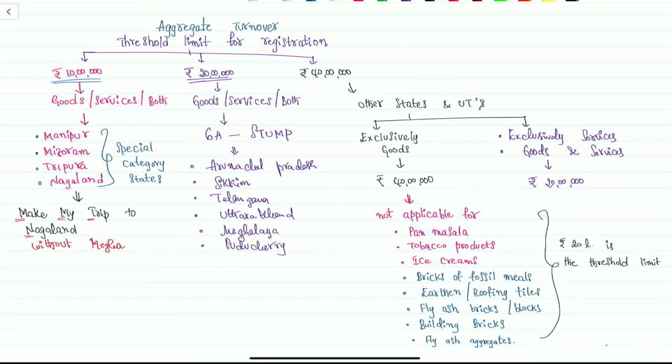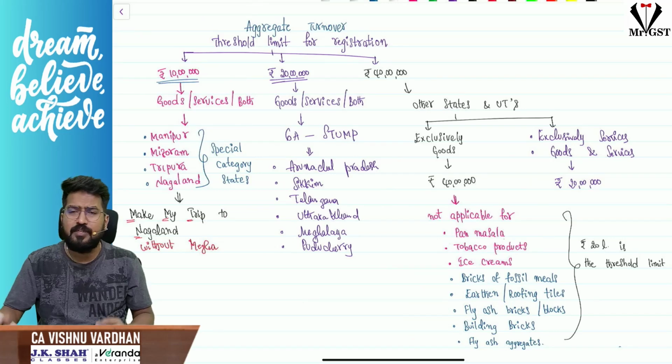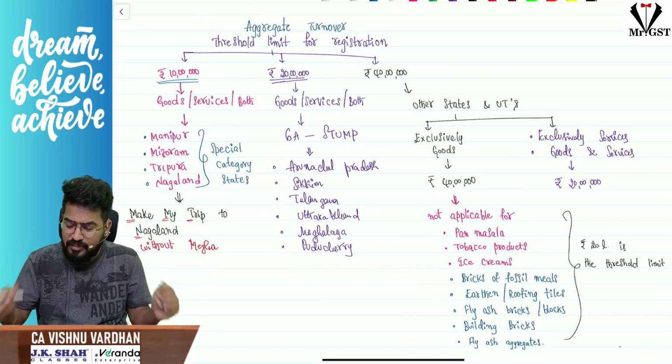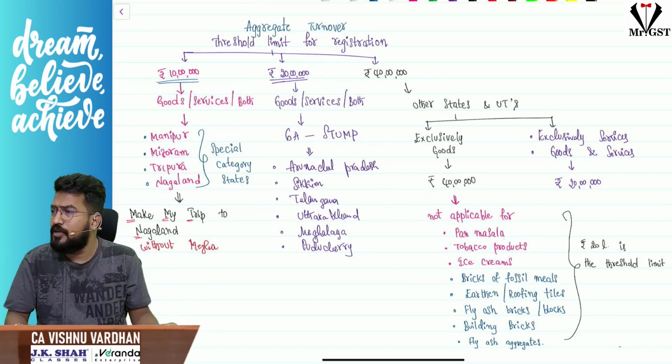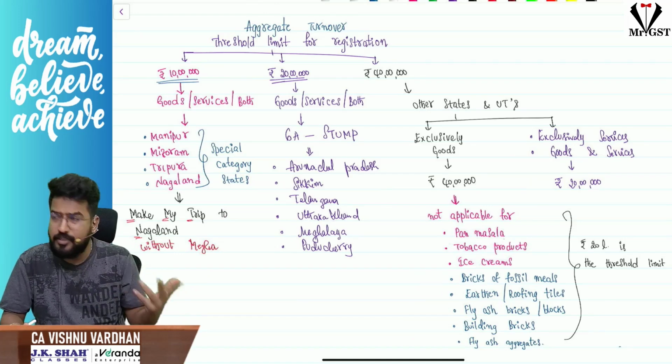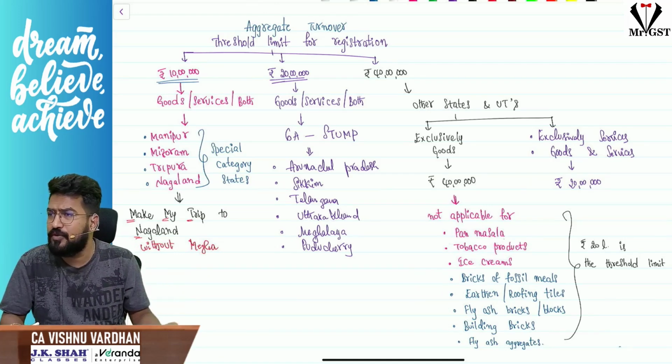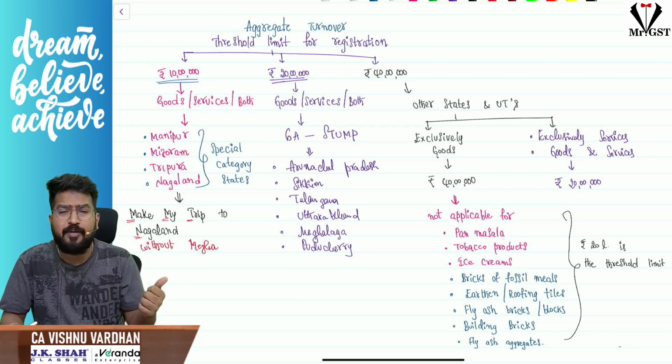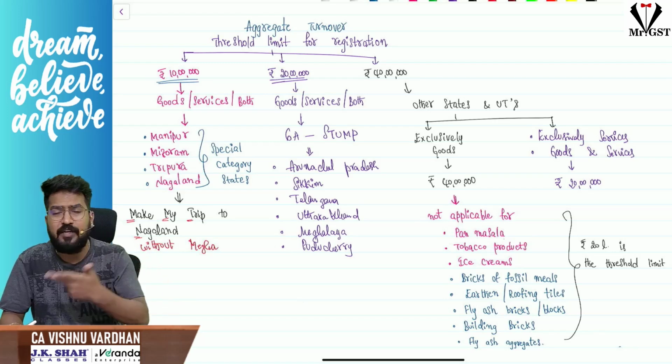So that's all. With this, threshold limits are over. See, so simple, easy peasy. We have finished the threshold limits of registration. Now you will never forget threshold limits: 10, 20, 40 always. You can divide the entire country into 3 parts: Manipur, Mizoram, Nagaland, Tripura and the other special category states, then the 20 lakh states. That's all. 10, 20, 40 and 20.